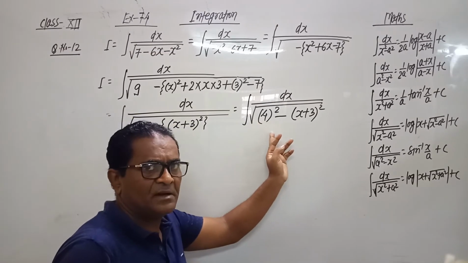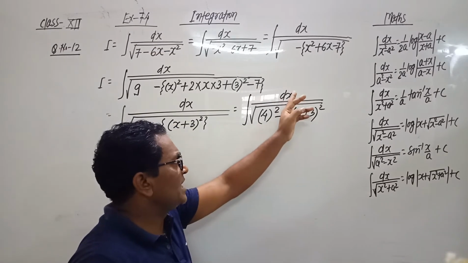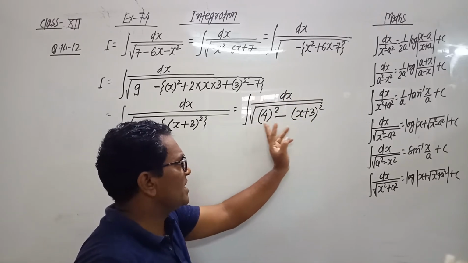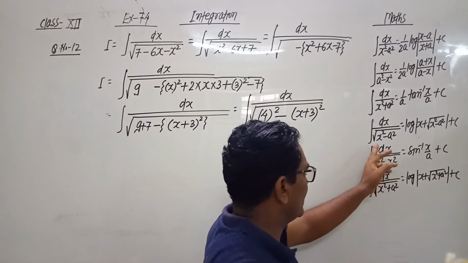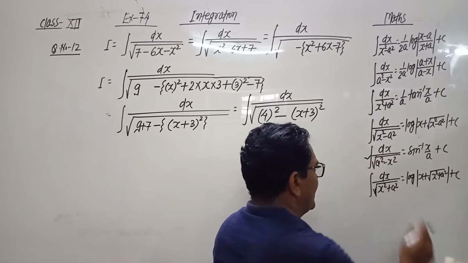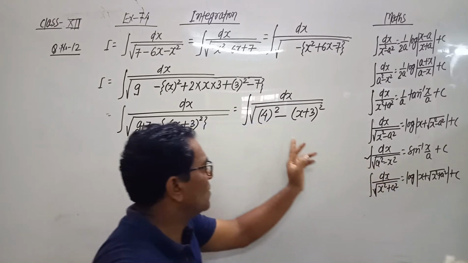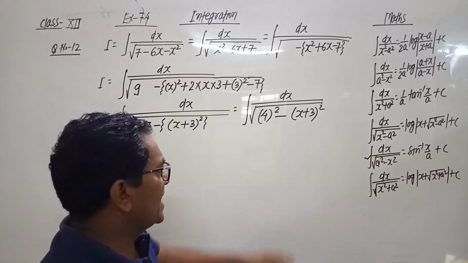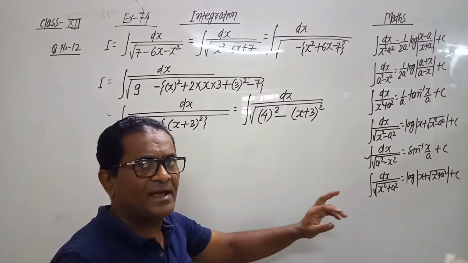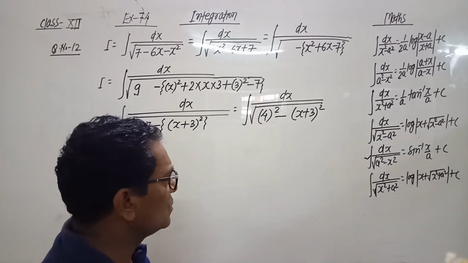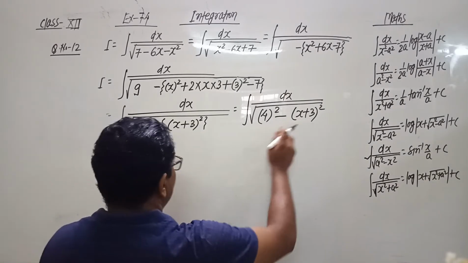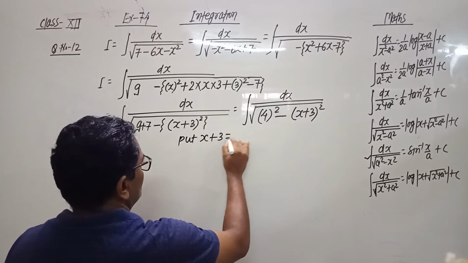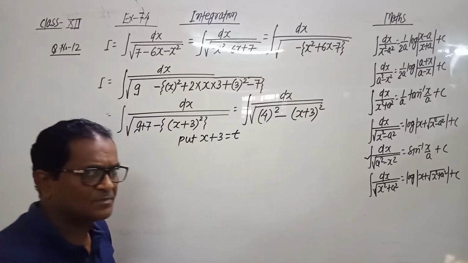This is the constant term, meaning a. It becomes the form dx upon root of a square minus x square, where a is 4 and the value of x is x plus 3. Now we put x plus 3 as t. Put x plus 3 equals t and differentiate with respect to x.